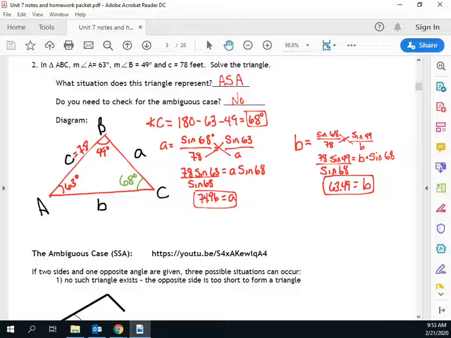And so you're done. You found your two sides in your angle because they gave you two angles and one side. That's what's left.